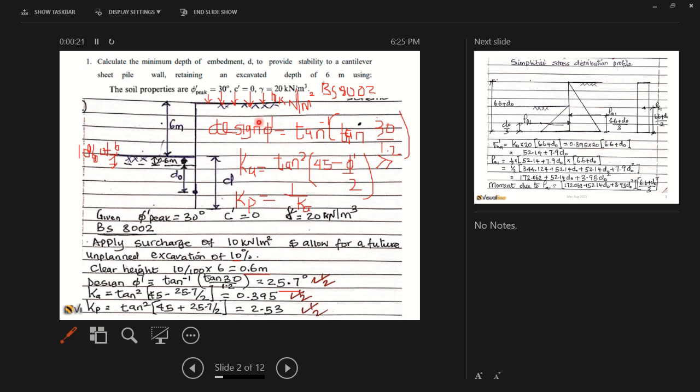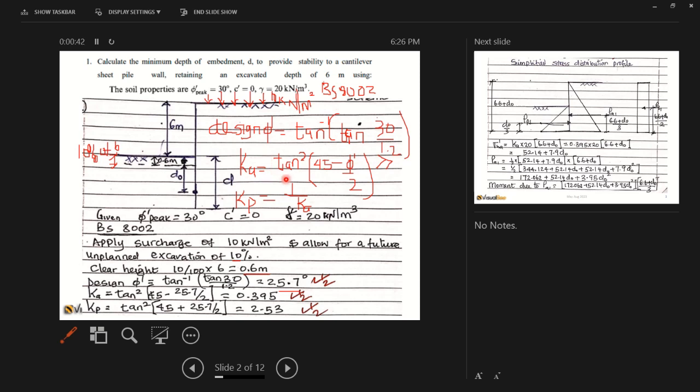Having done that, we also apply a factor to the given phi to get the design phi. So design phi is tan inverse of tan phi divided by 1.2. If we do that, we get a value of 25.7 degrees, and this is the value we use to determine Ka.